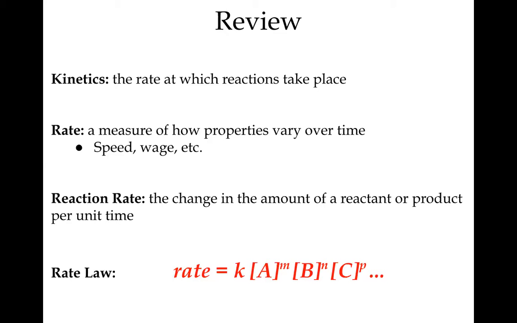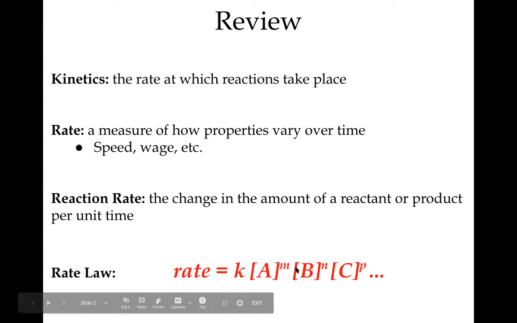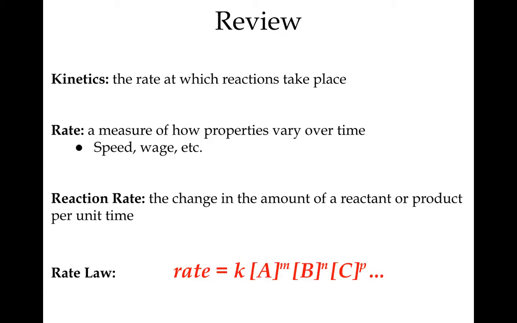But let's say the concentration doubled and the rate quadrupled. Well, then that would be a second order reaction. And so then the coefficient M, N, etc., that would be 2. Now, if the concentration doubled or tripled or quadrupled and the rate stayed the same, then we know that that reactant has no effect on the rate, and therefore it would be a 0 exponent. It would be a 0 order reaction. Okay.